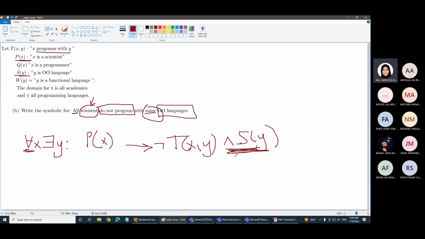The order of the quantifier is very important. لما أقول all scientific do not program with some operating object-oriented languages معناته I have to check every scientific لازم يكون عنده language واحدة not يعني object-oriented وهو ما يبرمج فيها do not program with it okay عشان أقول له this statement is true. Here we are not looking for the truth value by the way okay just to convert from English to symbolic to English. Do you have any questions regarding this part?